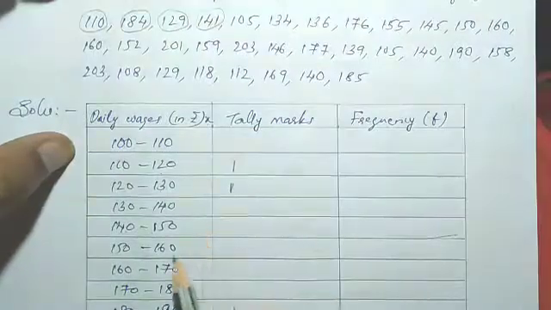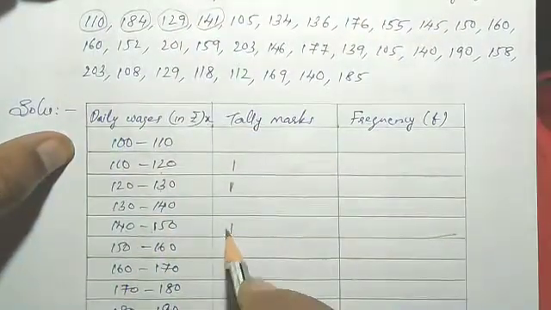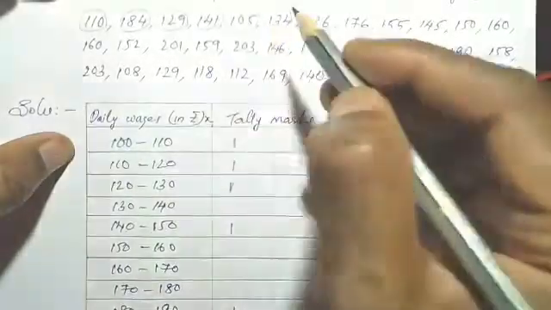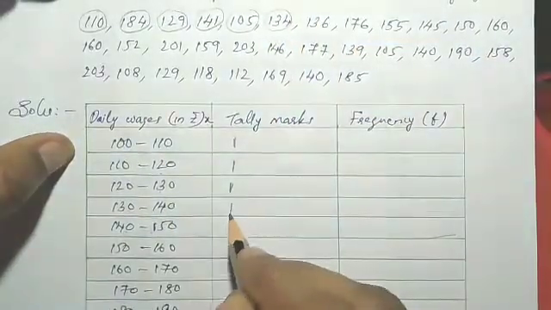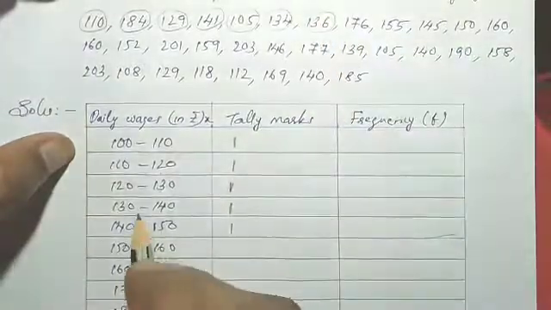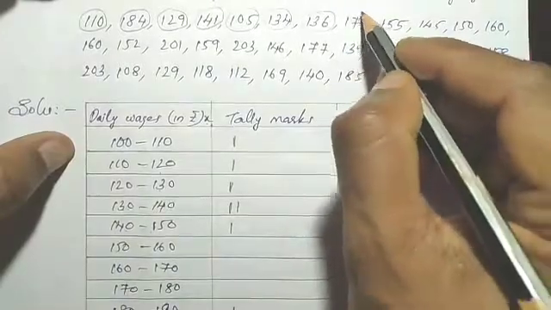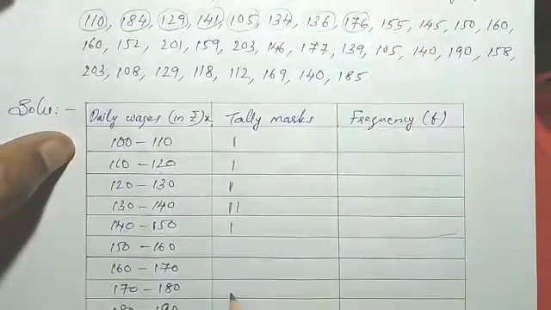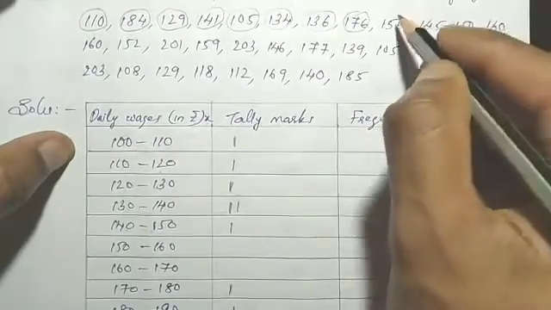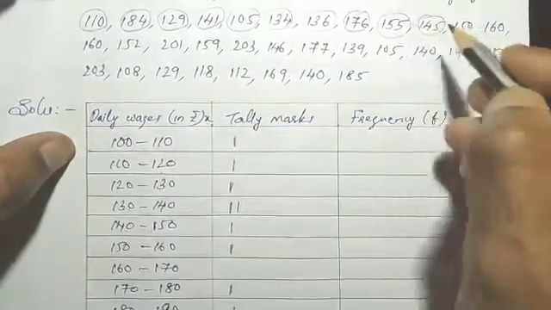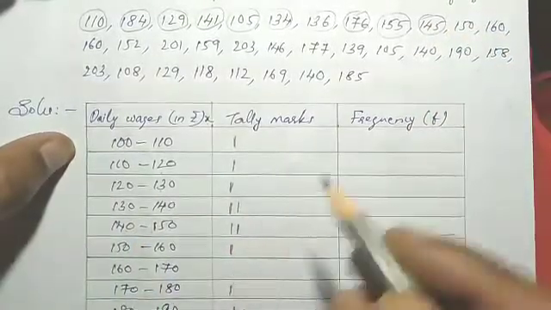Next one is 141. It is between 140 and 150. 105, that is in the first class interval, 100 to 110. 134, between 130 and 140. Here we will mark. 136 also the same, between 130 and 140. Next one 176, between 170 and 180. Next one 155, between 150 and 160. Next one 145, it is here.